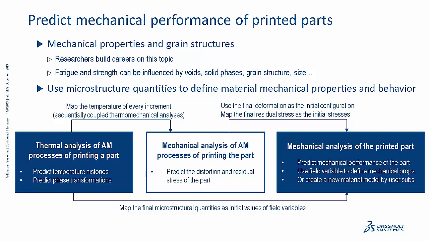We run the thermal analysis in the printing process to predict the temperature history, phase transformations, and grain size. We can then map the final microstructural quantities as initial values of field variables in the structural analysis of the printed part to predict its mechanical properties.